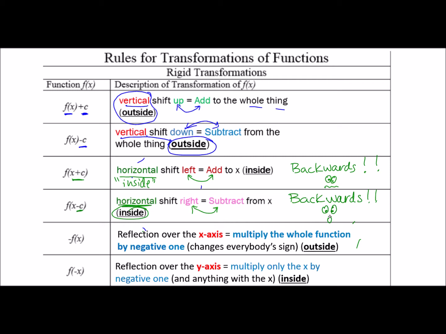Anytime it's horizontal, it's backwards. We should highlight that. We should make sure you can see it for sure. Horizontal, backwards, horizontal, backwards, right? Always. All right, moving on to reflections.